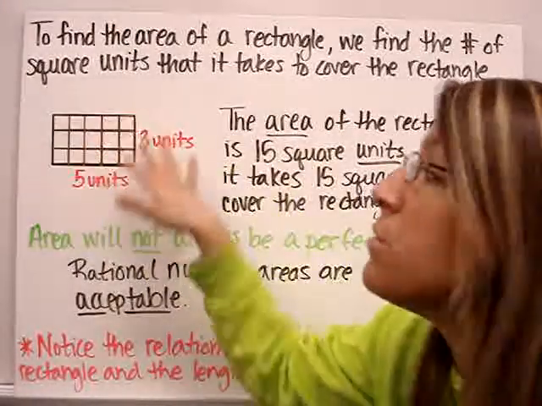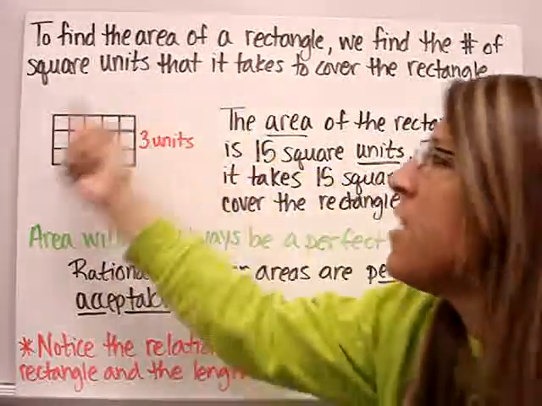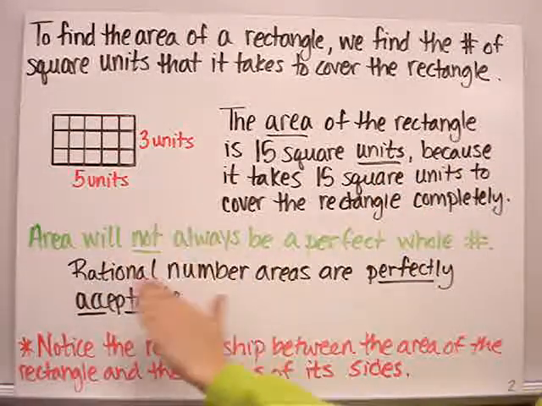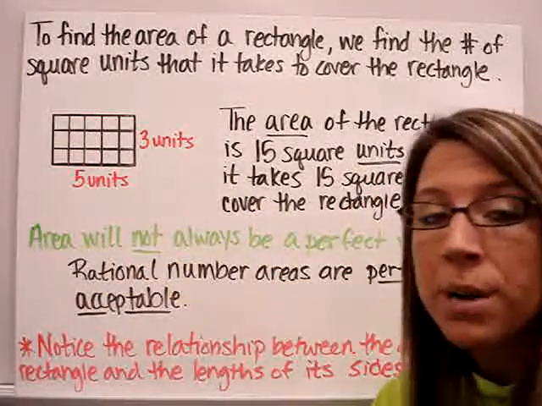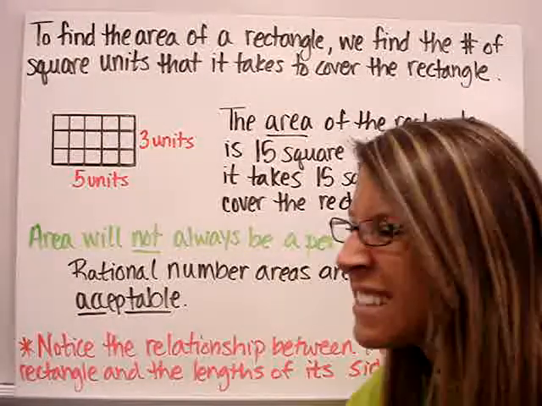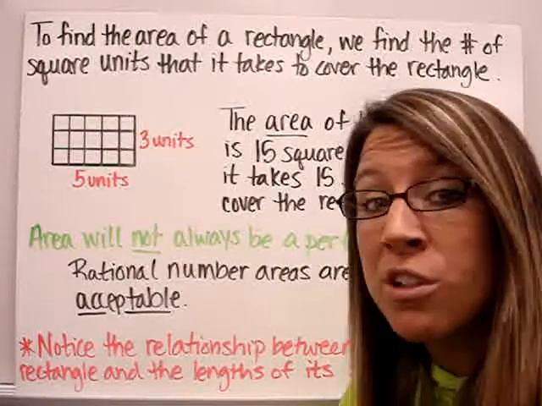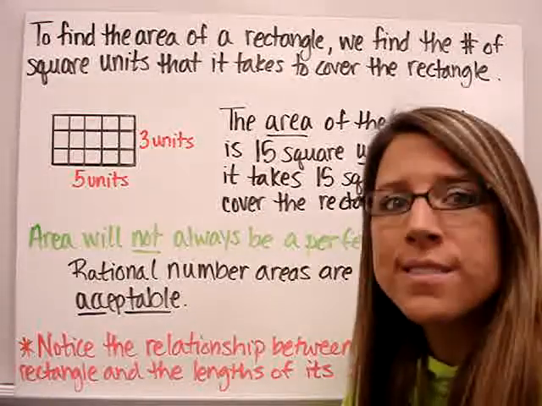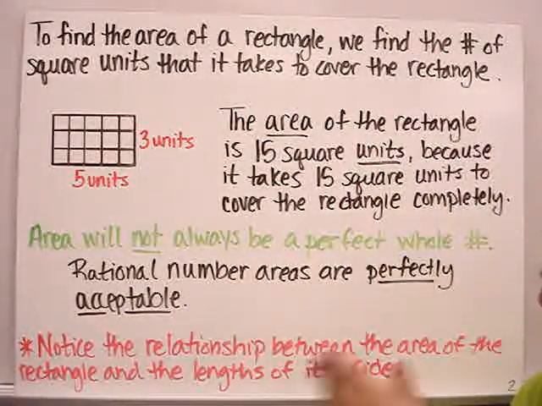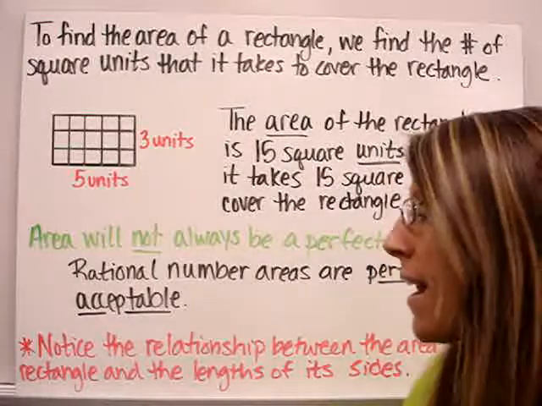Now it just happens to be that because this is a whole number and this is a whole number, there are an exact number of square units in there. But area is not always going to be a perfect whole number. Because when you measure a room, is it an exact perfect number of feet? No, it might be 15.5 feet long. So you have to factor that in. Sometimes it's not going to be perfect. So I wanted you to know that rational number areas are perfectly acceptable. Just make sure you check the mathematics.